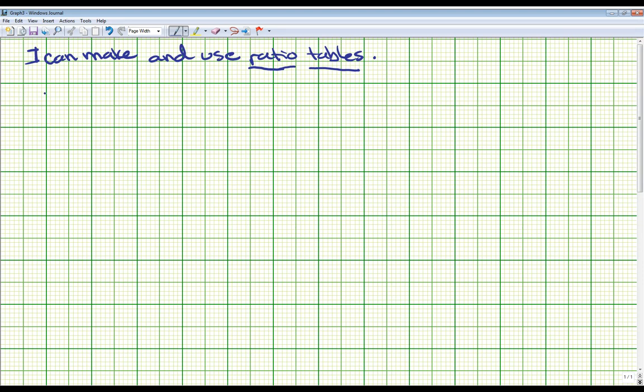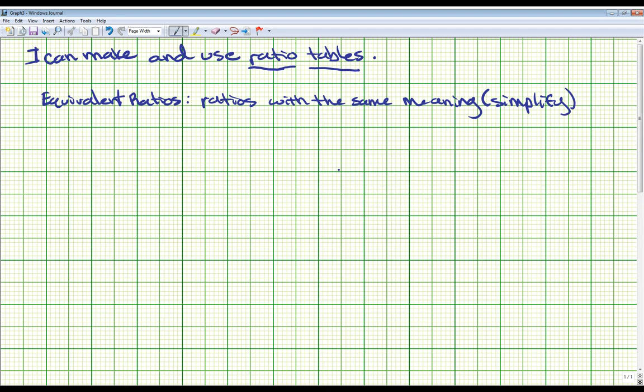So the first word we'll write down is equivalent ratios. Oops, I missed the T on that one. The word equivalent means equal to. So if I'm going to write equivalent ratios, I have to write ratios that have the same meaning. Basically, if you think about the word simplifying, you are working with equivalent ratios.